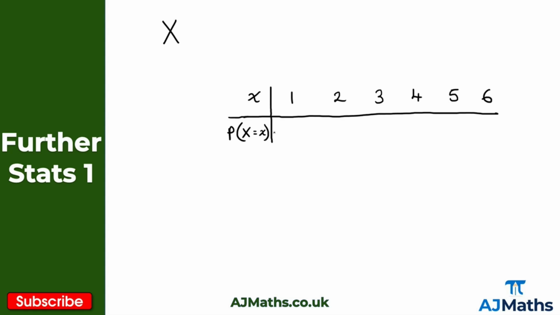Now, obviously the probability of getting a 1 would be 1 out of 6. Like we said, this is for a fair six-sided dice. For a 2, that will also be 1 out of 6. For a 3, again, 1 out of 6. And you can see the pattern here. They're all going to be 1 out of 6.